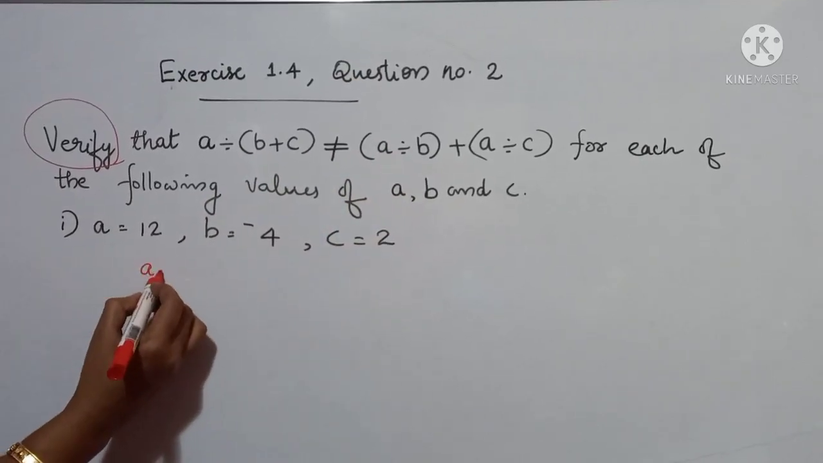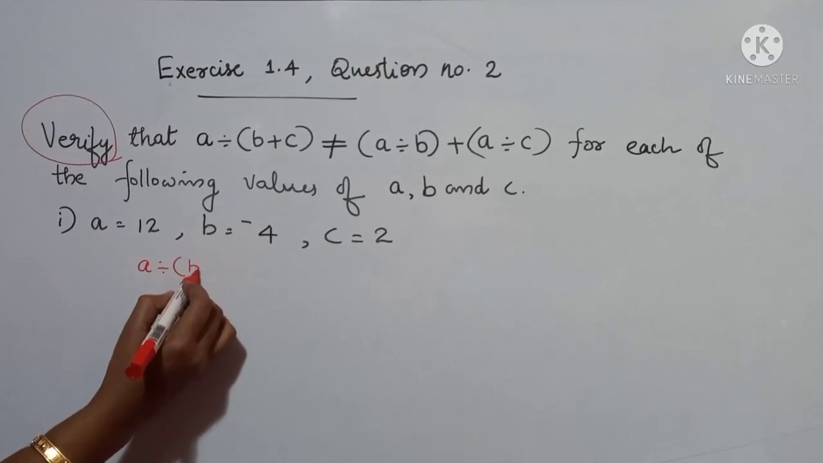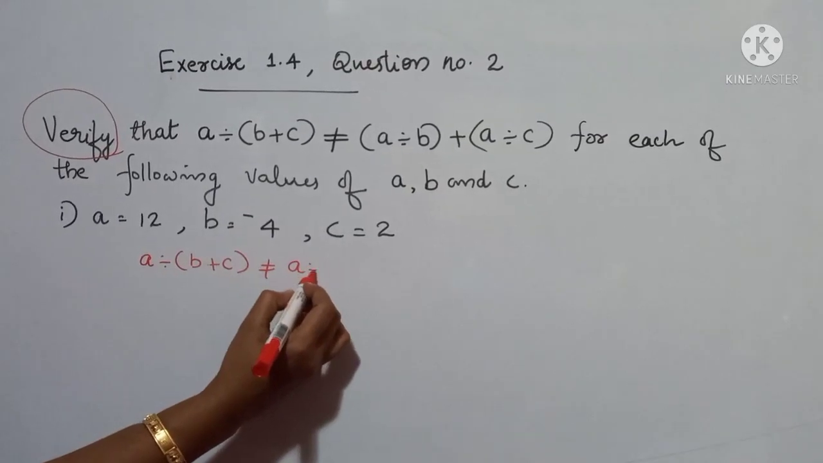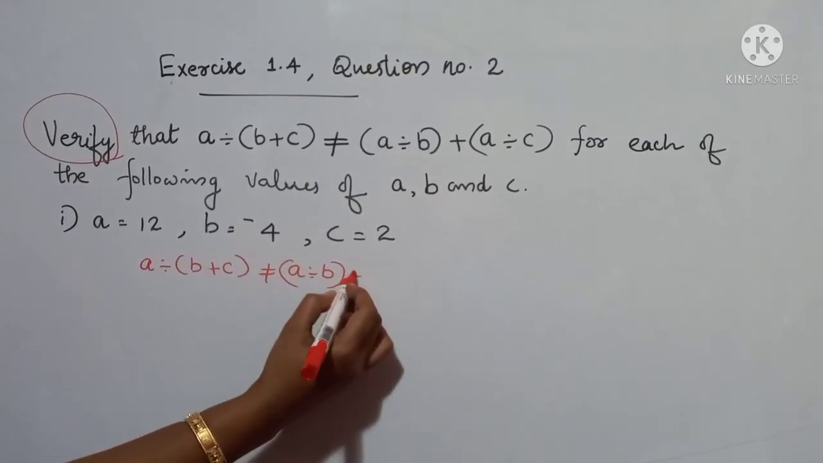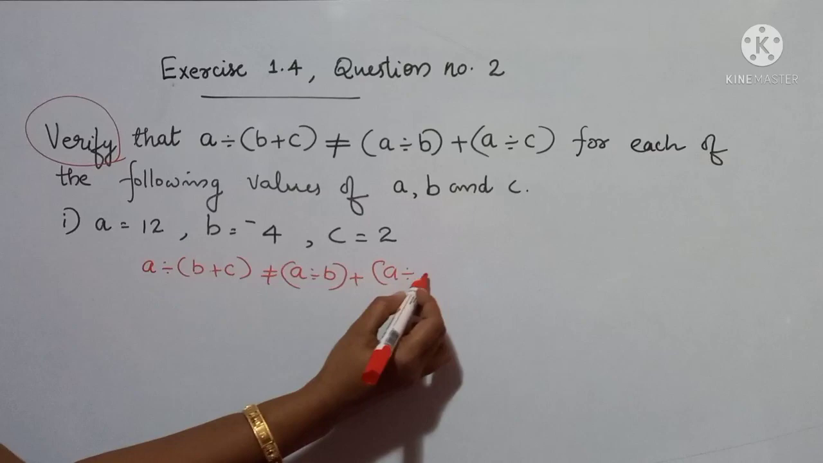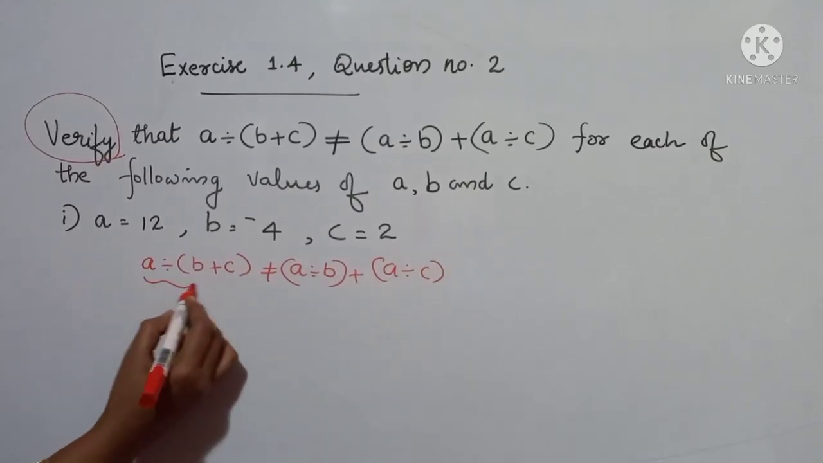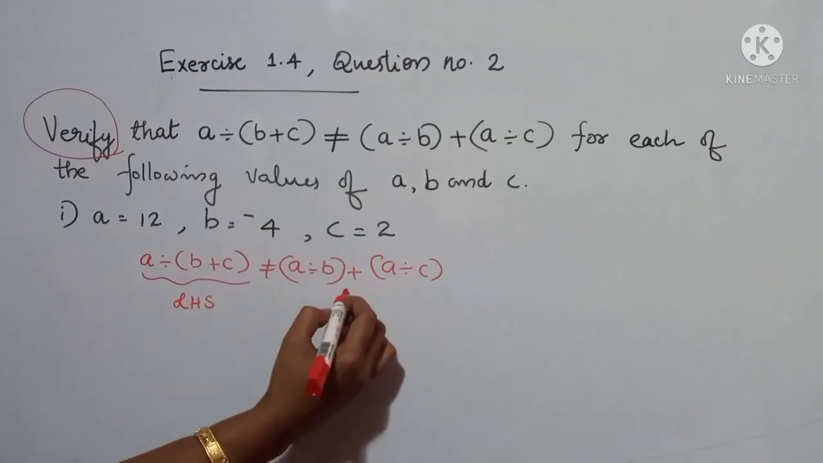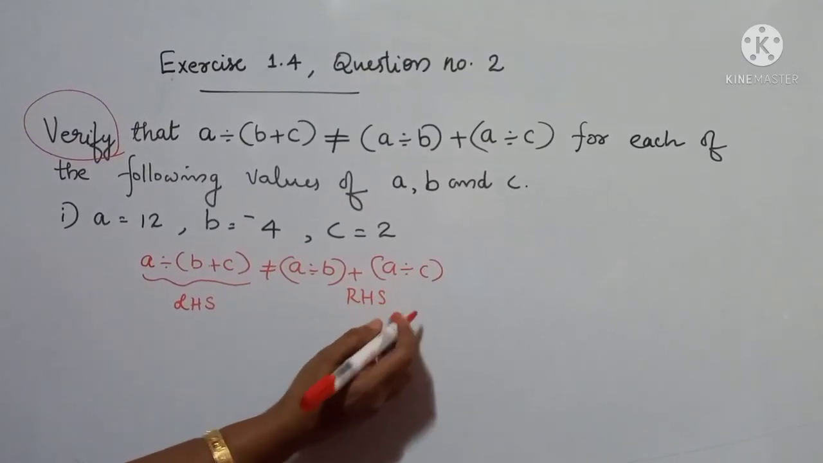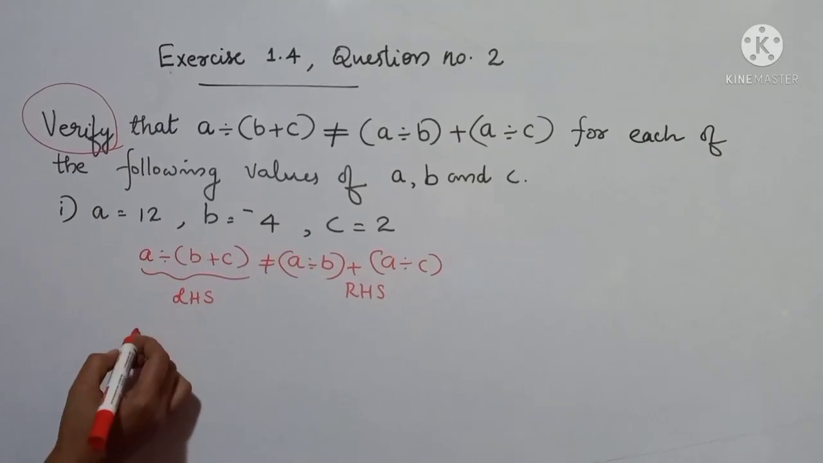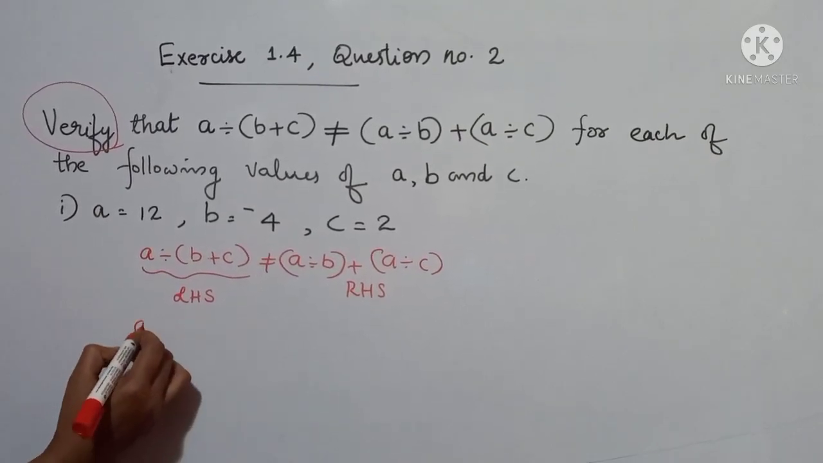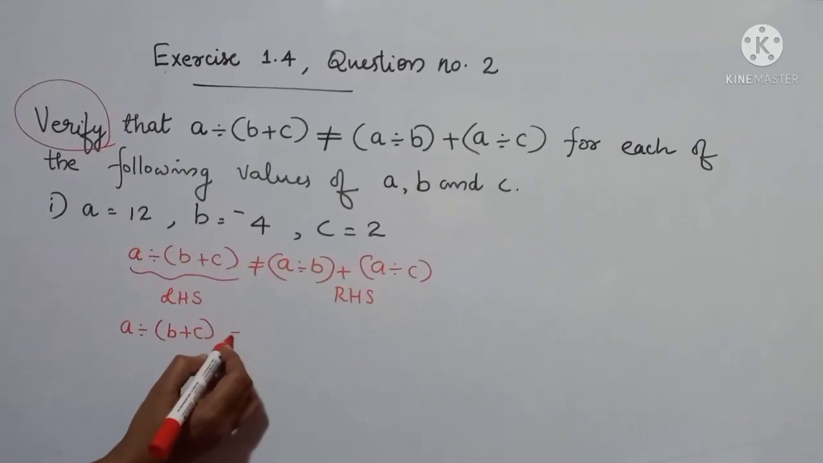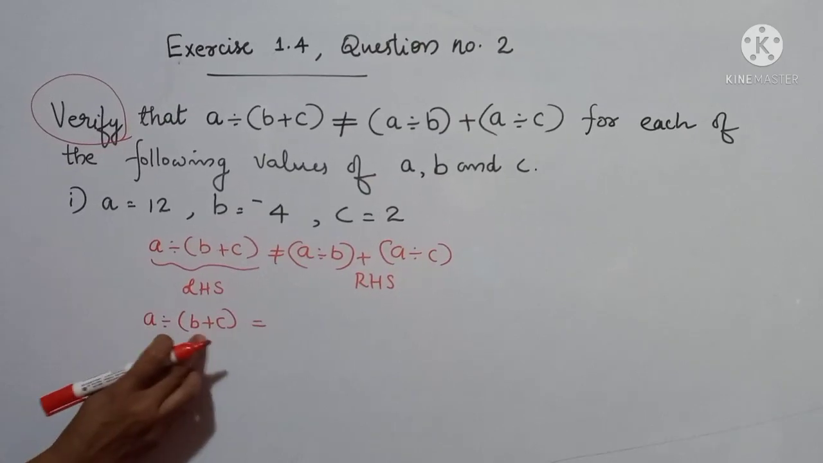Here we have to verify a divided by (b plus c) not equal to a divided by b plus a divided by c. So we are doing this. This part is called LHS, left hand side, and this is RHS, right hand side. We can do LHS first, a divided by (b plus c). We have to substitute the values of a, b and c.